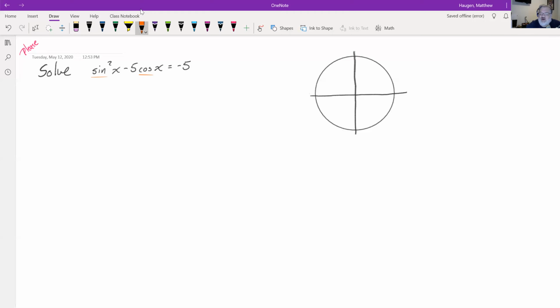And of course, we do have such a tool. We do know that the cosine squared of x plus the sine squared of x is always equal to 1, which means that the sine squared of x is always equal to 1 minus the cosine squared of x. So if we take this sine squared x and replace it with 1 minus cosine squared, then this problem will be entirely in cosines, and that should make things like factoring easier for us to do.